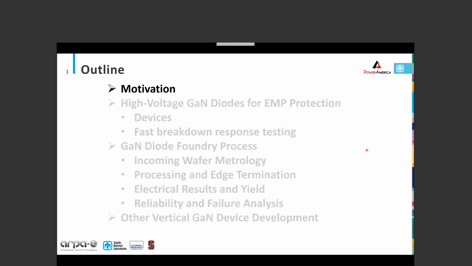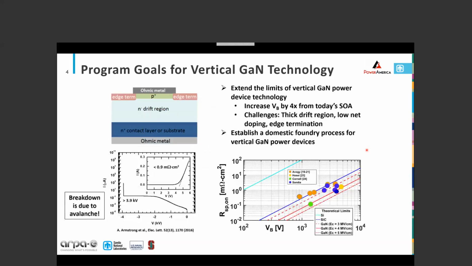Okay, so moving into the motivation. I'll spend a few minutes on this slide. I just want to give a little overview of what the vertical GaN technology is. This is quite a bit different than what I think most folks in the power field think of when they think of GaN power devices, which is the HEMTs, typically grown on silicon substrates.